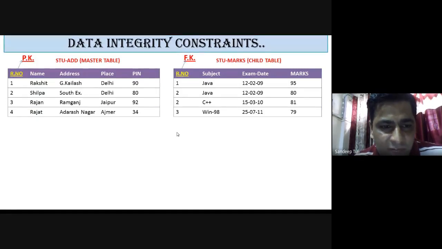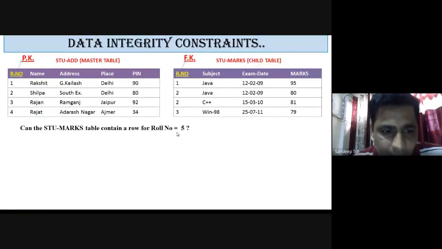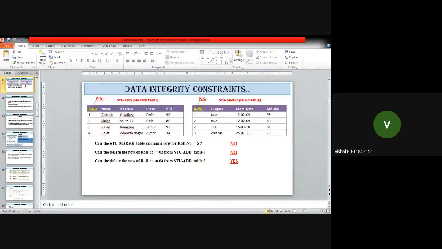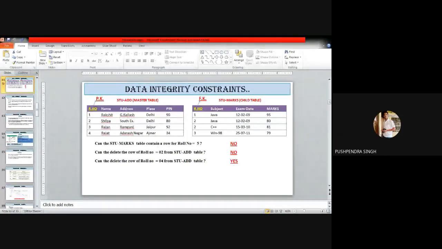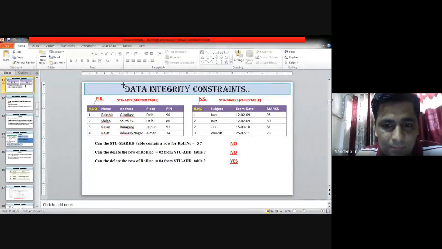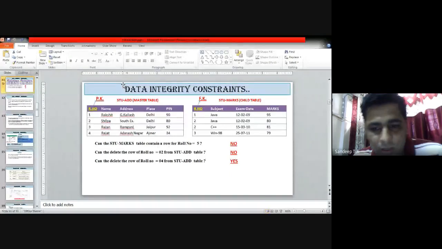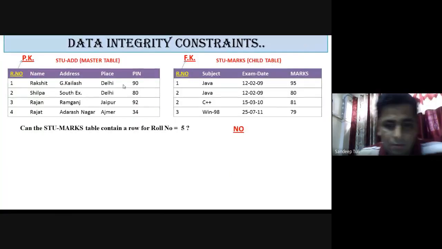Now my first question is, can the student marks table contain a row for roll number equal to 5? Say yes or no. No, sir. Why not? Because, sir, it should be present in table 1. Good. So the first answer is no.